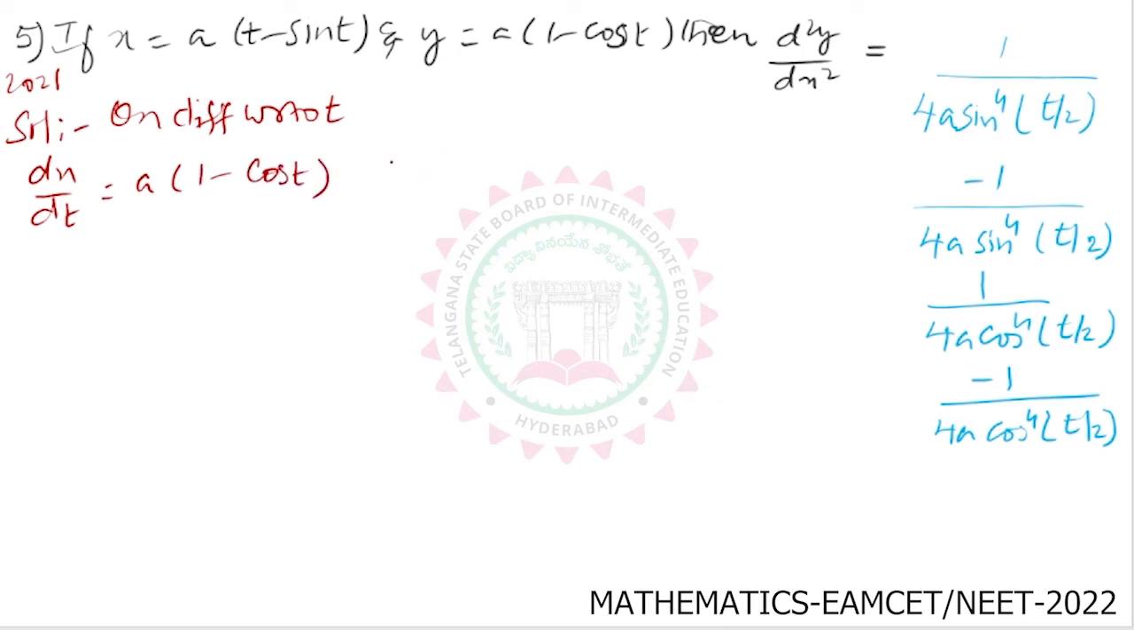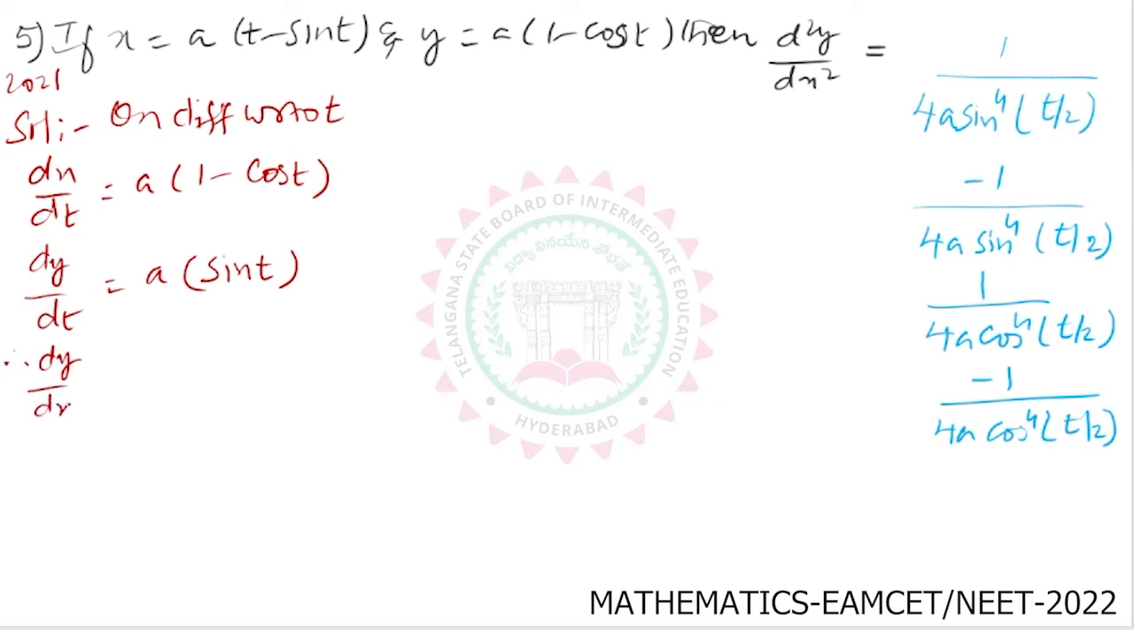Similarly, dy by dt is equal to a will remain as it is. Derivative of 1 is 0. Derivative of cos t is minus sin t. So it becomes plus sin t. Therefore, what is my dy by dx?